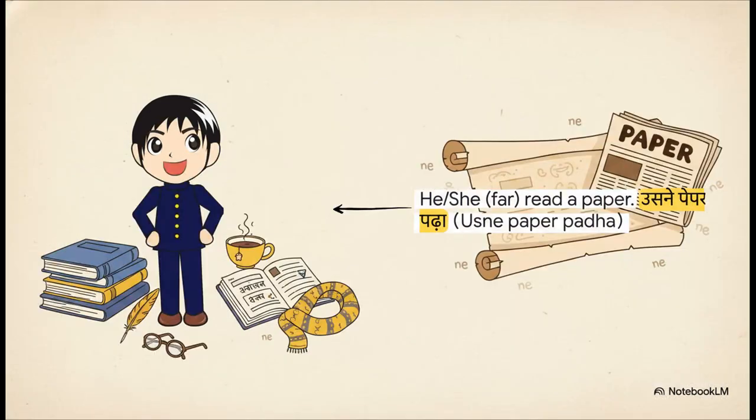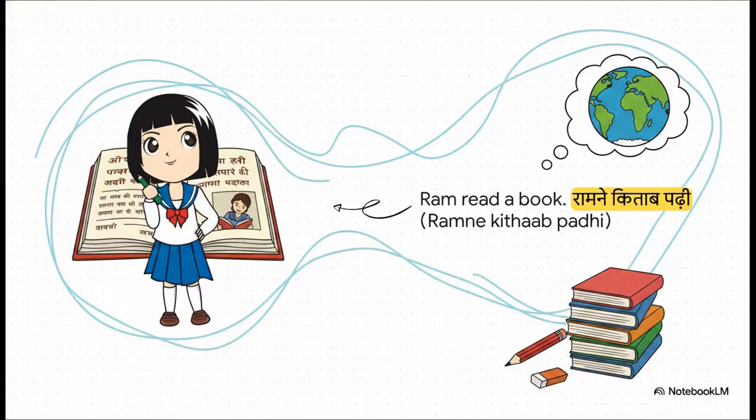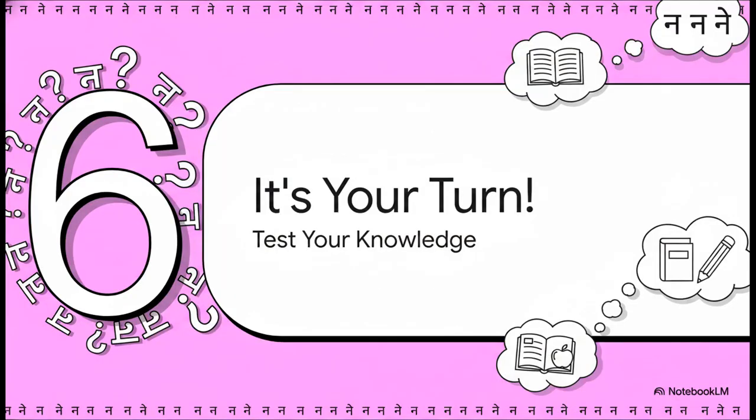Go ahead. Okay, let's switch to usne for someone far away, and we'll use a new verb. He or she read a paper. Usne paper padha. Since paper is masculine, the verb is padha. You try it. And you know, this rule also applies to proper names. So for example, Ram read a book. The word for book, kitab, is feminine. So we say, Ram ne kitab padhi. Repeat after me.